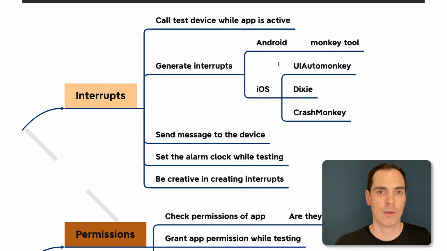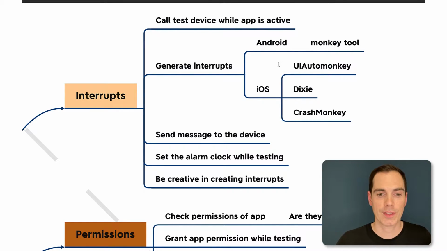Is it going to the background? Is it keeping the current state of the UI, of the data? Then stop the call and see how the app reacts to that interrupt. You can generate interrupts, for example with Android you can use the monkey tool. I made a video already on this topic where you can use the monkey run on Android to send some pseudo-random commands to your app and see how the app reacts.